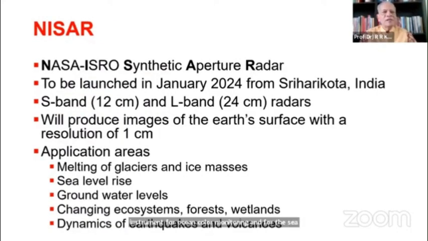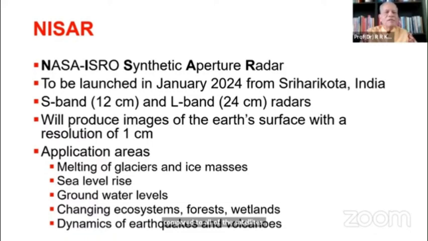The last in the series is a satellite called NISAR. NISAR stands for NASA ISRO Synthetic Aperture Radar. This is to be launched in January next year from Sriharikota, India. And it has 2 radars, an S-band and an L-band radar. And it will produce images of the Earth's surface with a resolution of 1 centimeter, a really fine resolution compared to all other satellites. And the application areas are many.